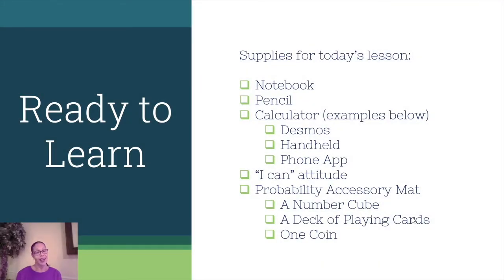Please be sure that you have your supplies for today's lesson because we definitely want you to be prepared, even if it means you need to pause the video to go ahead and gather your supplies. You're going to need your notebook and your pencil, your calculator, considering the examples that we discussed, an I can attitude. And for today, we want you to have the probability accessory mat that is able to be printed off on your learning plan, including a number cube, a deck of playing cards, and one coin. These three items are common items that you might have around the house, and any coin will do.